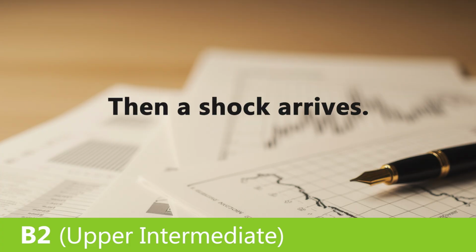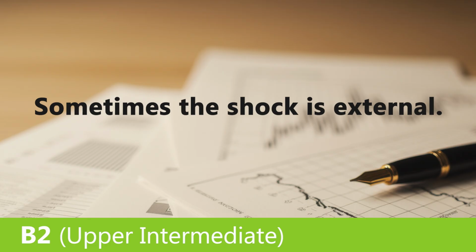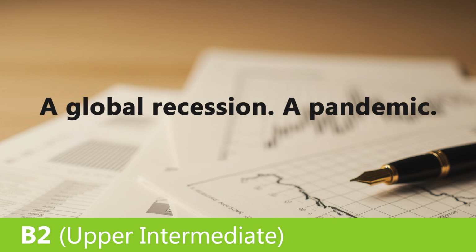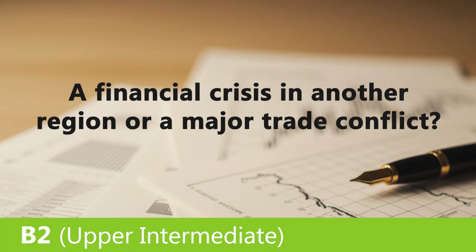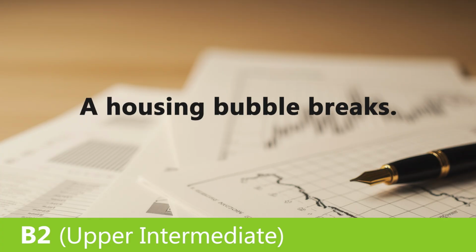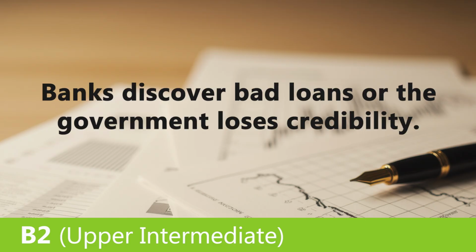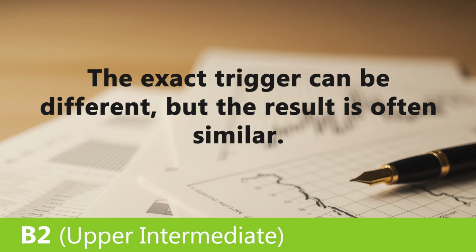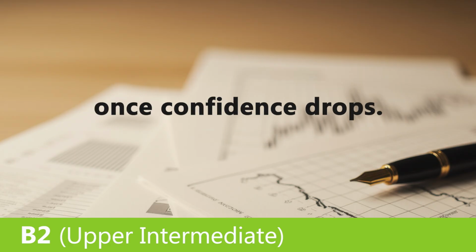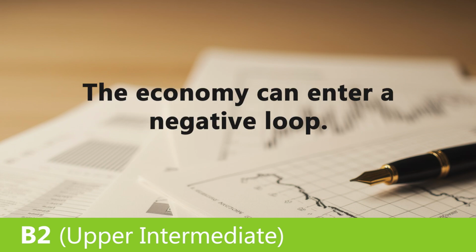Then a shock arrives. Sometimes the shock is external: a war, an oil price jump, a global recession, a pandemic, a financial crisis in another region, or a major trade conflict. Sometimes it is internal. A housing bubble breaks, a big company collapses, banks discover bad loans, or the government loses credibility. The exact trigger can be different, but the result is often similar. Confidence drops. Once confidence drops, the economy can enter a negative loop.